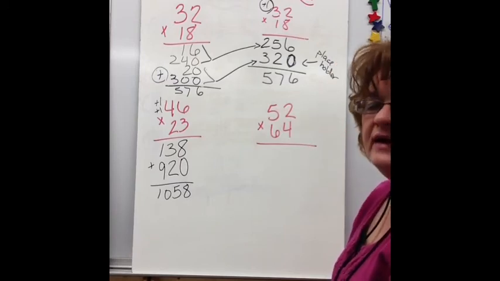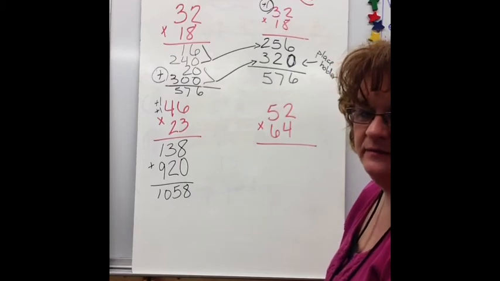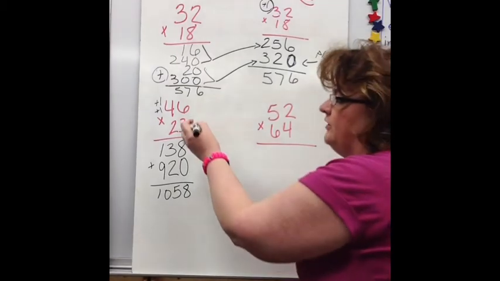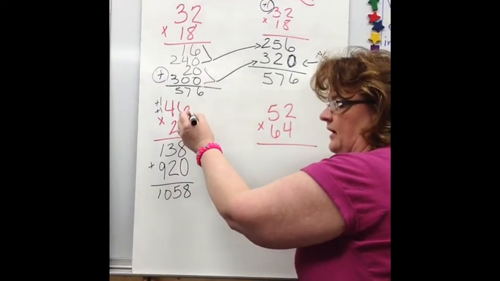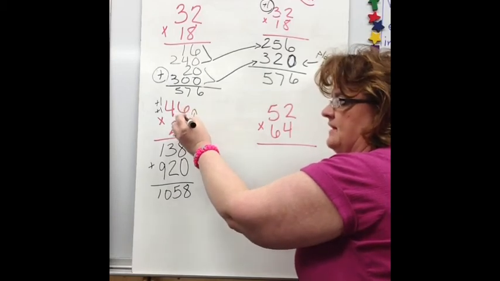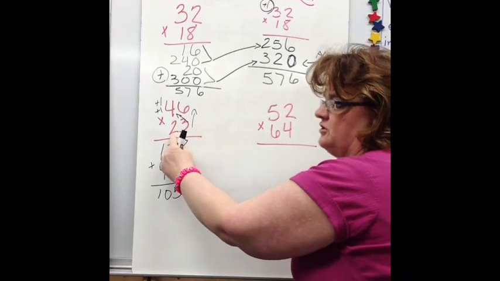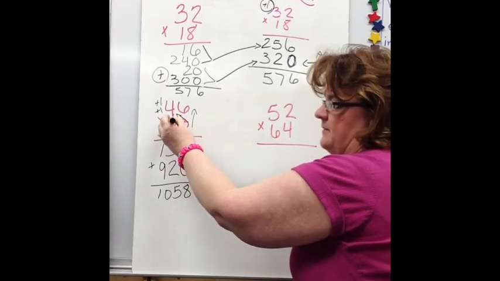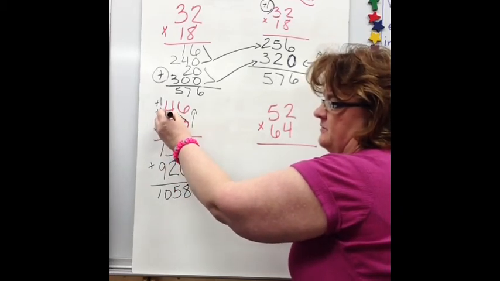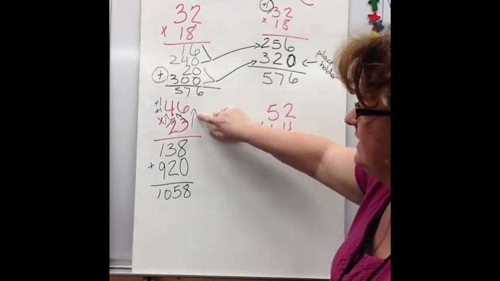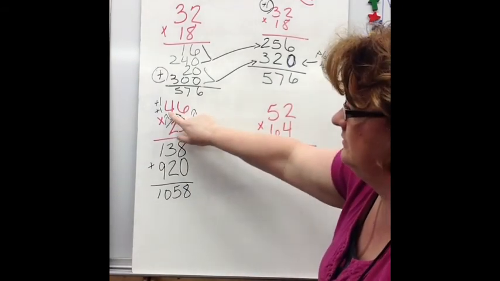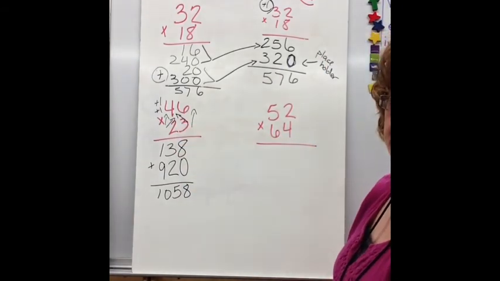Okay, let's go ahead and get a little bit more practice with this method. Now remember, what you do is you always start here and you go the 3 times 6, then the 3 times 4. Then you move over to the 2 and you do the 2 times 6 and then the 2 times 4. This is kind of the way that you do it. But watch your arrows, okay?